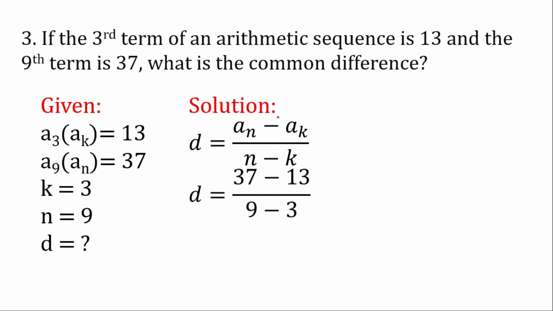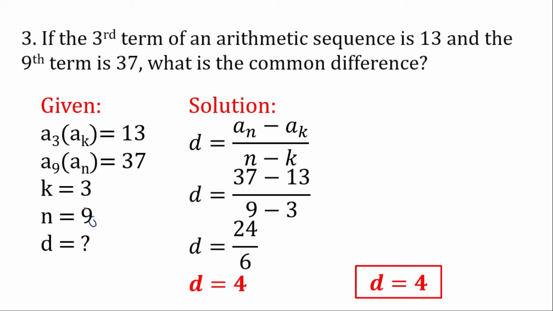Now let's substitute the values. A sub n is 37. A sub k is 13. 9 for n, and 3 for k. After that, 37 minus 13 is 24. 9 minus 3 is 6. 24 divided by 6 is 4. So the common difference is 4. Let's move on to the next question.